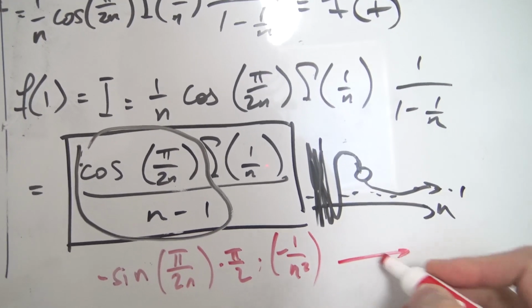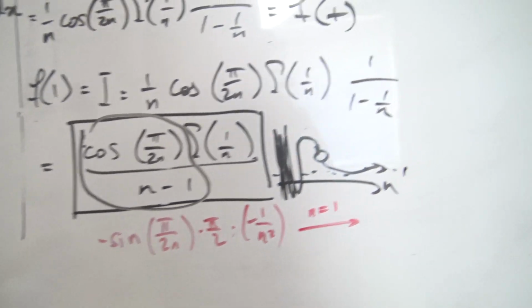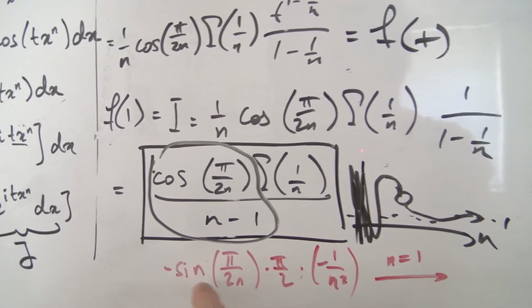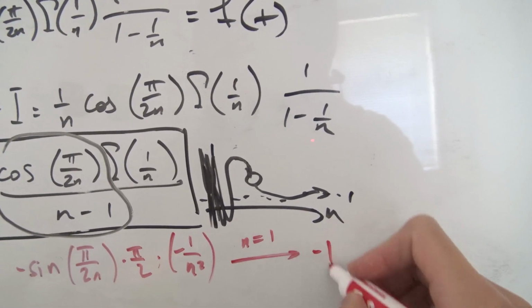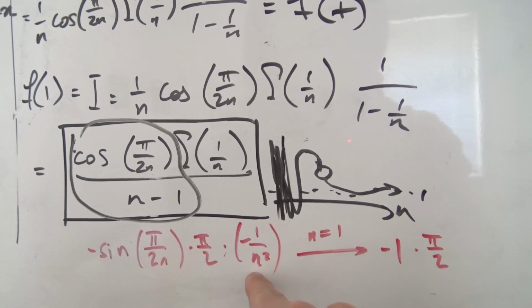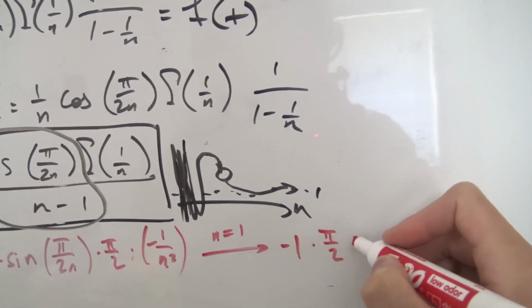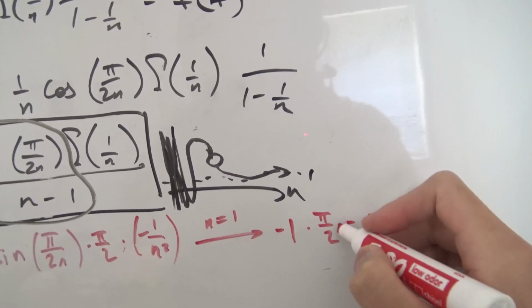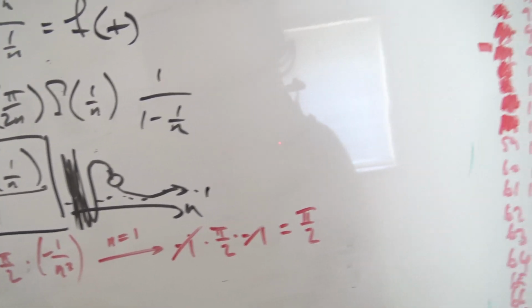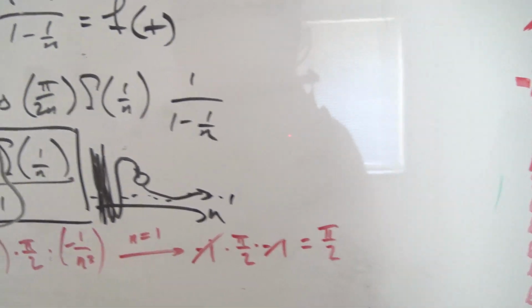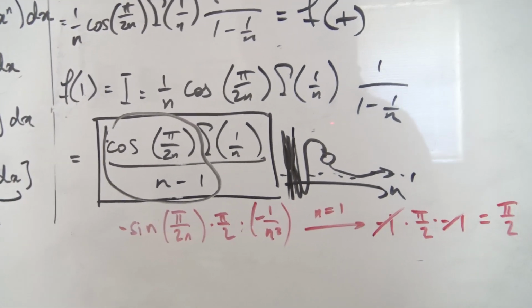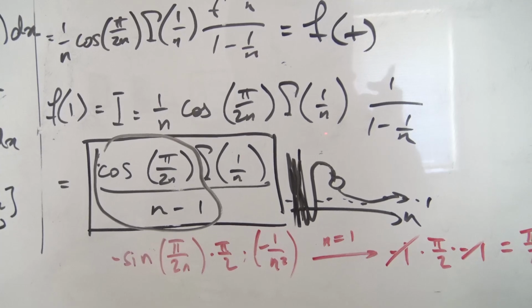Now if you let n be equal to 1, so if you take the limit right there, sine of pi over 2 is 1, so you've got minus 1 times pi over 2 times, if you let n equal 1 right here, that's minus 1 over 1 squared, which is just minus 1. So times minus 1. These minuses cancel each other out, leaving us with pi over 2, which is the exact value of the Dirichlet integral. So in fact, if you take the limit as n approaches 1, you do get the same result as if n was actually equal to 1.